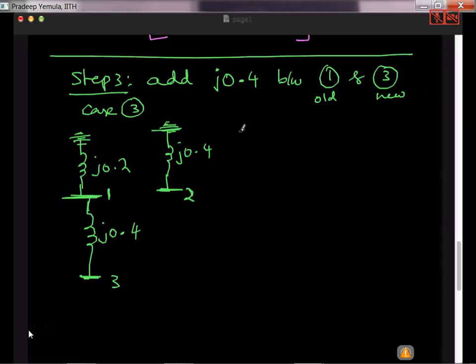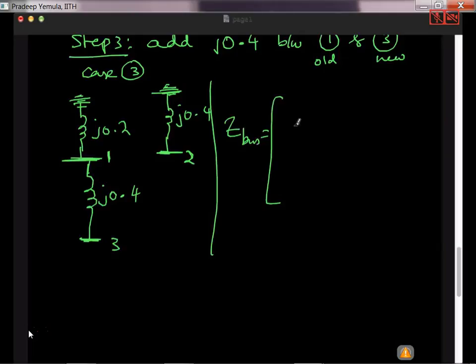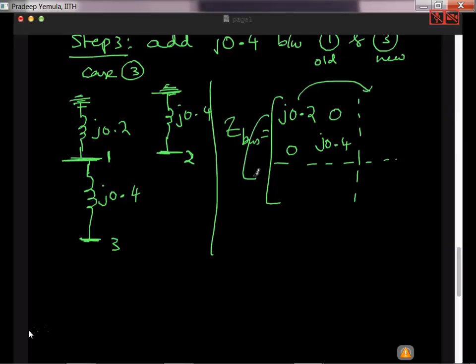So case 2. So how do you do that? This is case 2, between 1 and 3. So what is the procedure? I think I'll just directly write that here. Z bus equal to whatever is my old Z bus, that is J0.2, J0.4. This is my old Z bus. To that I have to copy the first column and copy the first row. First column is copied, J0.2 and 0. First row is copied, J0.2 and 0.